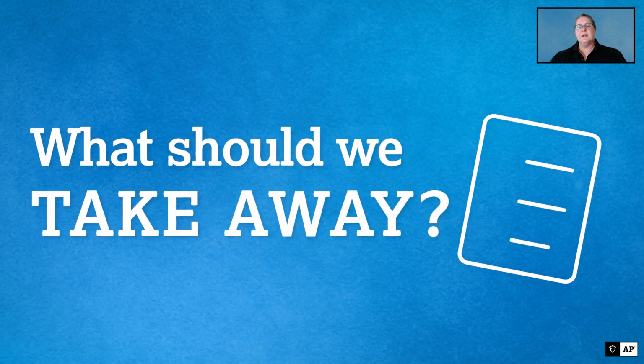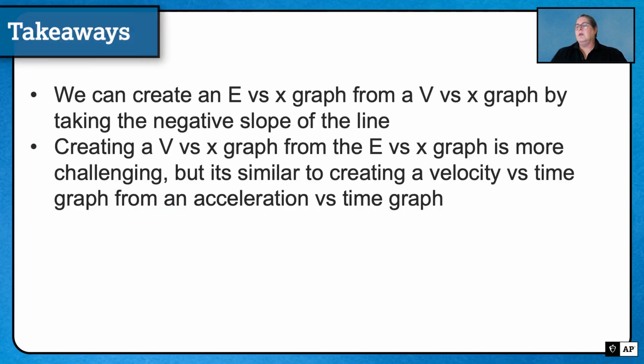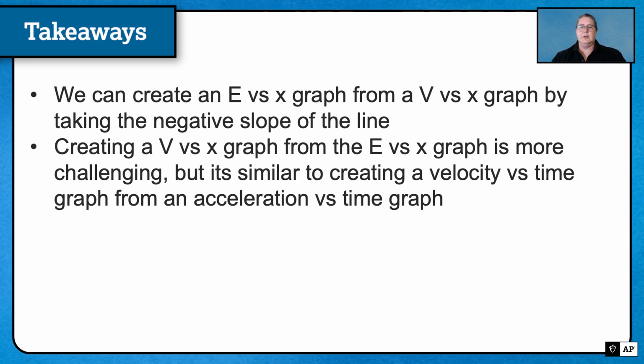So what should we take away? We can always create an electric field versus position graph from a potential versus position graph by taking the negative slope of the line. Creating the flipped version is more challenging, but it's similar to creating a velocity versus time graph from an acceleration versus time graph. Again, going back and referring to what you remember about those kinematic motion graphs.